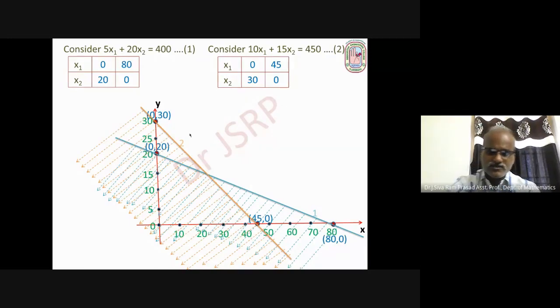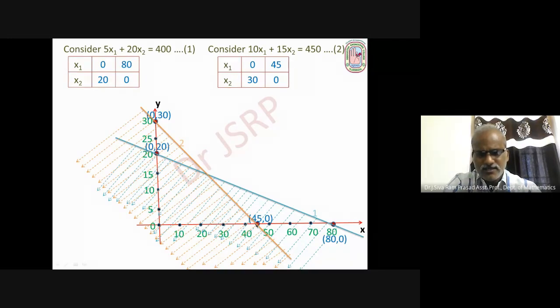So we have to identify the points which are satisfying both the constraints. That means we have to identify the common region for these two regions. So identify the common region. This is for this side, for this side. So the common region is this one and this one.